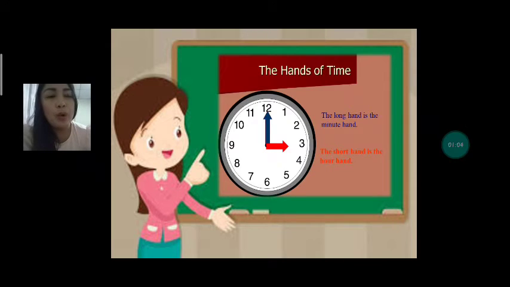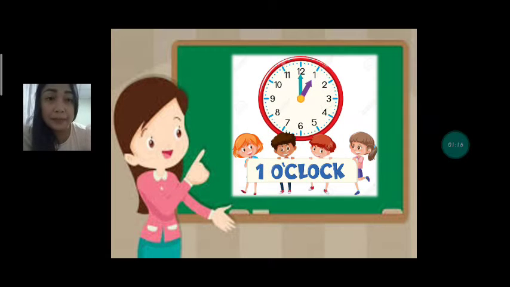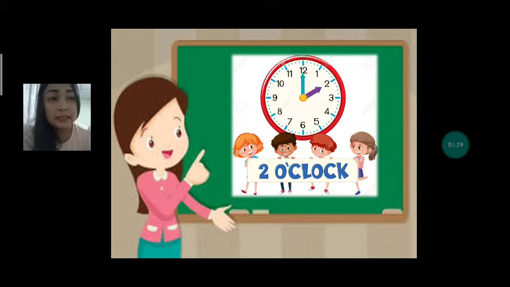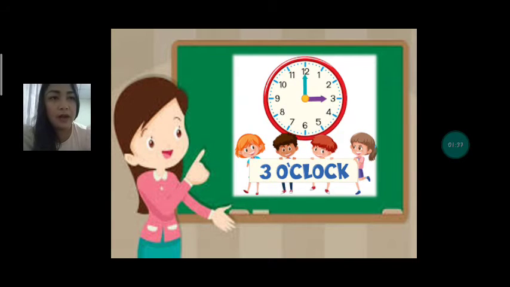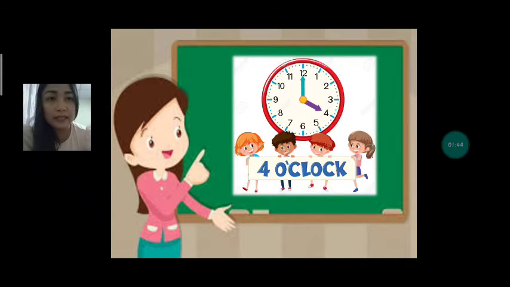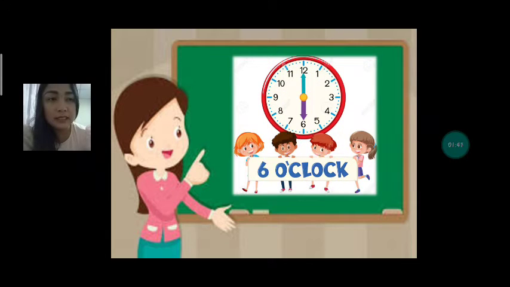For example, when the long hand points to number 12 and the short hand points to number 1, what time is it? Everybody, it's 1 o'clock. Again, 1 o'clock. When the short hand points to 2 and the long hand points to 12, what time is it? It's 2 o'clock. Very good. How about this one? It's 3 o'clock. This one, 4 o'clock. Next, 5 o'clock. Very good.